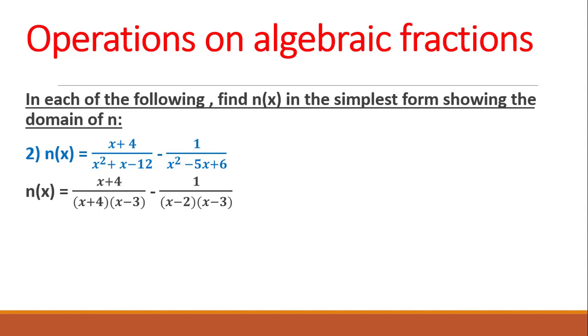Number 2, n of x. Okay, n of x equals x plus 4 over x power 2 plus x minus 12 minus 1 over x power 2 minus 5x plus 6. x plus 4 is simple. Here I factorize the denominator. It will be x plus 4 multiplied by x minus 3. Here 1, and I'll factorize the denominator also.